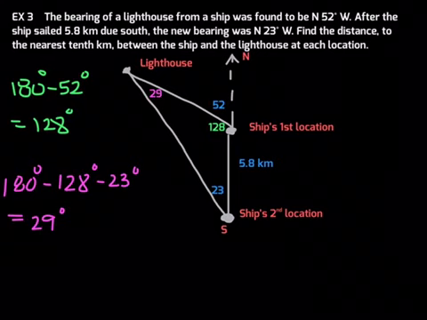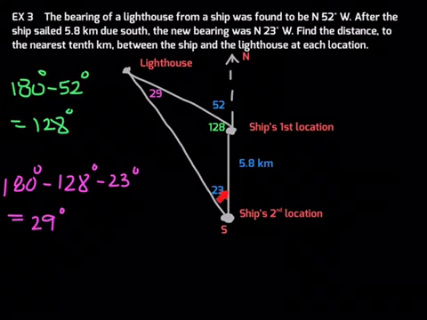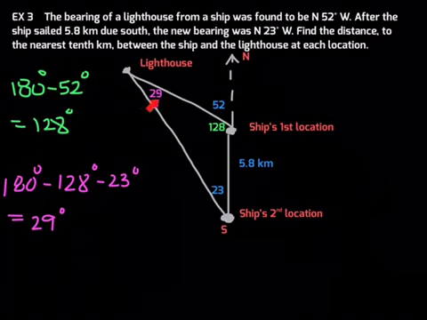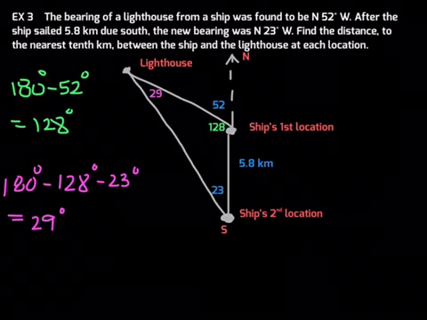Okay, everybody, 52 degrees was given. 23 degrees was given, which was one of the angles within the triangle. We derived both 128 and 29 degrees. All right. Now you know the angle measures within this triangle. Can we use the law of sines? So we can definitely use the law of sines.